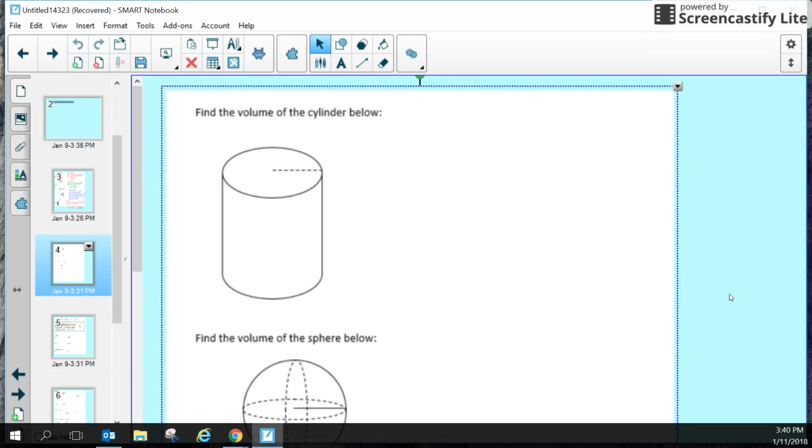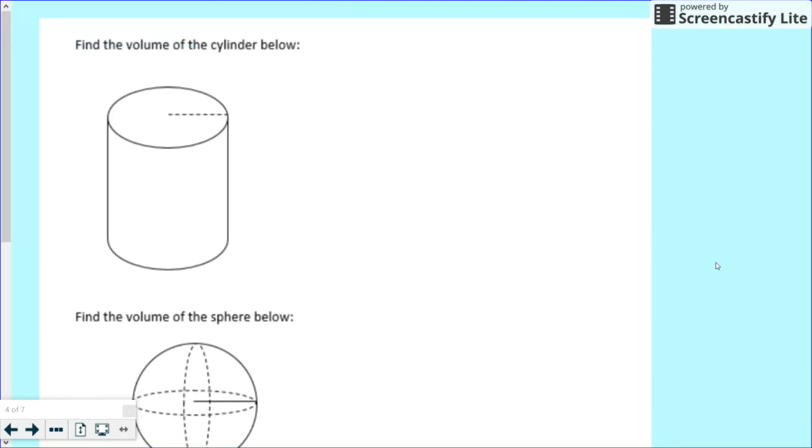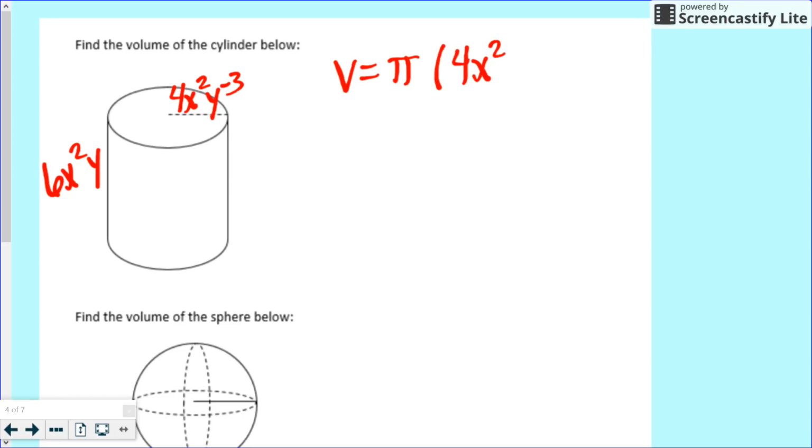So let's finish off this cylinder problem. Make it a full screen. Okay, so we had up here our volume. We were down to the very end. We had 4x squared, y to the negative 3, and we said our height was this. And we had a volume of pi times 4x squared, y to the negative 3, going really fast because this is all in the other video.